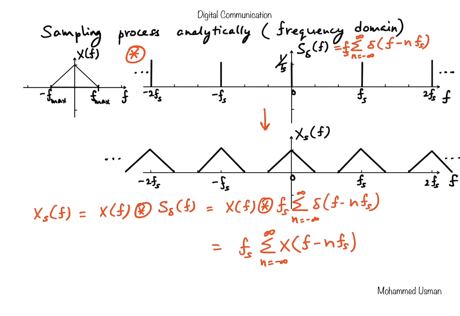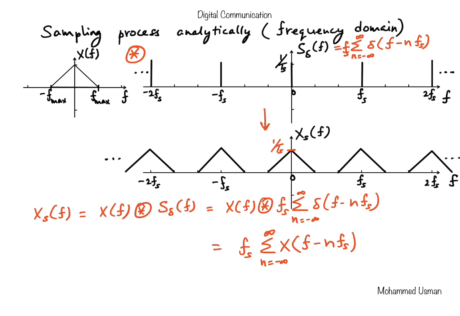Now if you notice here, when n equals 0, you will get x of f scaled by fs. So again, one thing I need to write here is that this should be fs, which is 1 by Ts. When n equals 0, we simply get this term as x of f, which is this term. When n equals 1, it is x of f minus 1 fs. That means it is a shifted version of x of f by 1 fs. So that is that term. Again, it is going to have a magnitude of 1 by Ts, which is fs.